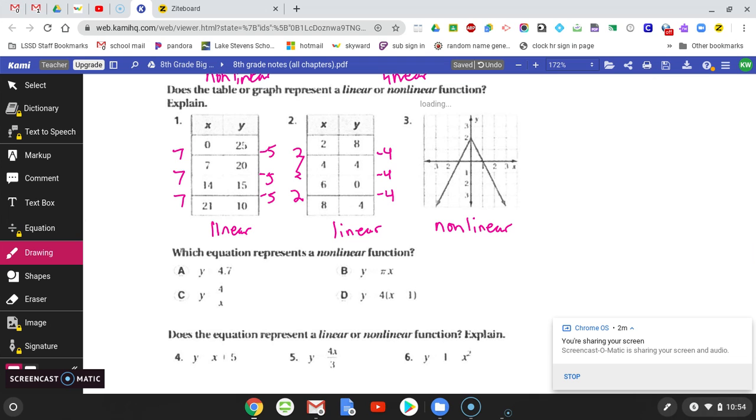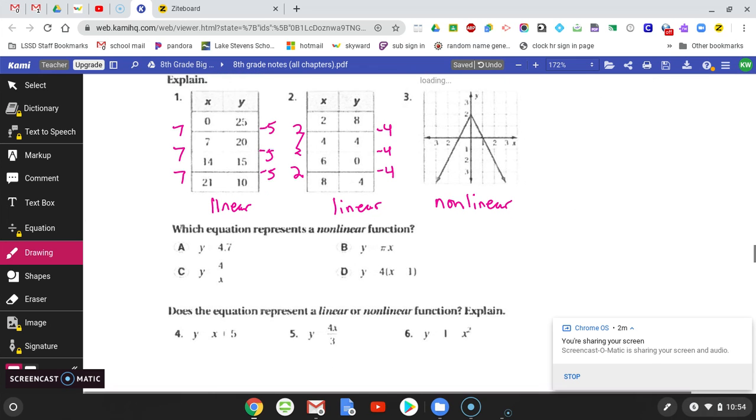And in fact, this is what we would call an absolute value graph. You don't need to know that, but you will get to that eventually, and just kind of recognizing that absolute values are not going to be our linear functions.